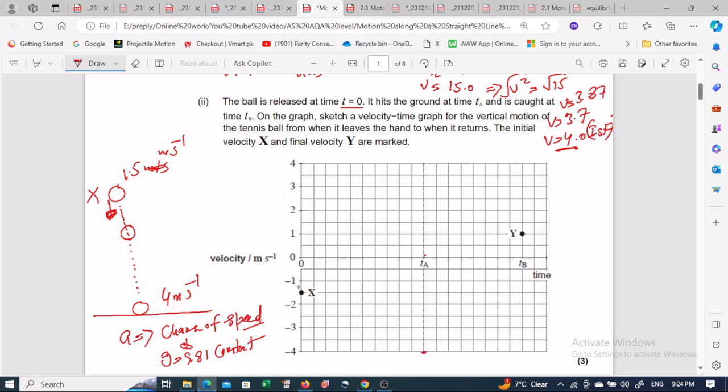and TA here, because this is the time TA, the time when the ball strikes the ground. So we just draw the straight line between these two points. We have to remember that we just have to draw the straight line. The straight line will be like this, and it will be downward.